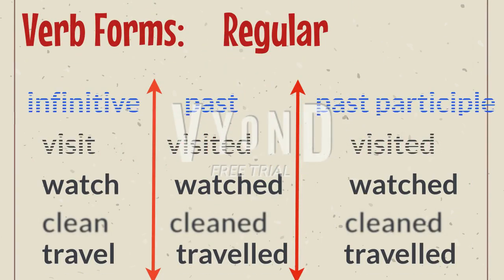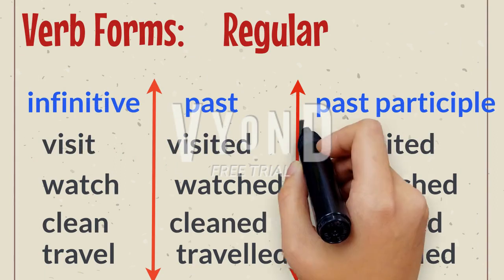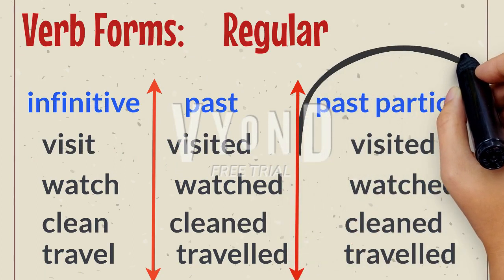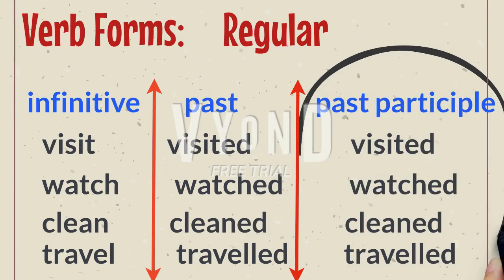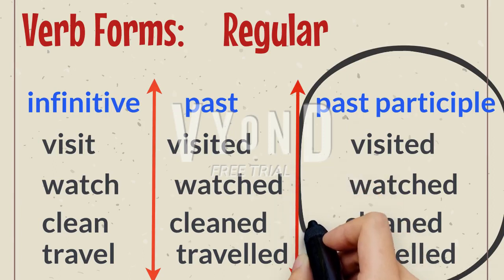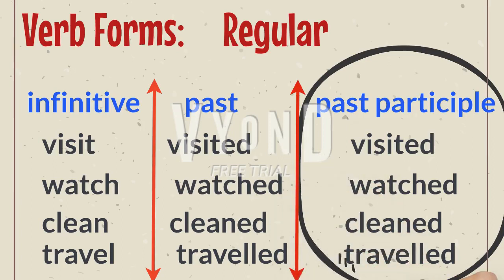As you can see, my students, here we have some examples of regular verbs. Regular verbs end with ed or d in the past and past participle. And you have to focus on past participle because you are going to use past participle in present perfect.